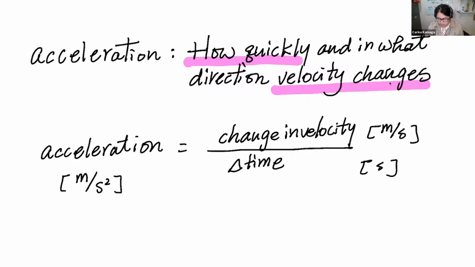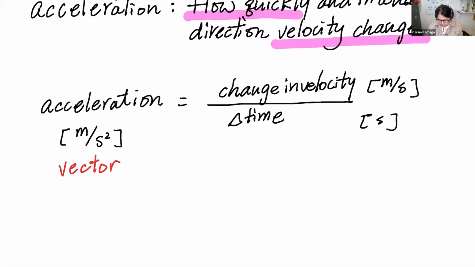So acceleration, would that be a vector or scalar quantity? Velocity is a vector quantity, and we're talking about change in velocity. So acceleration is also a vector quantity. That means it describes changing velocity, right? So it's not just changing speed.